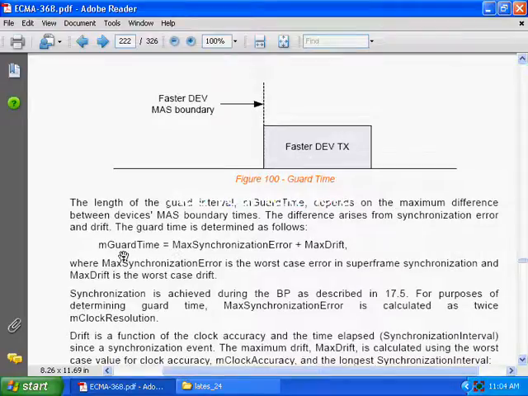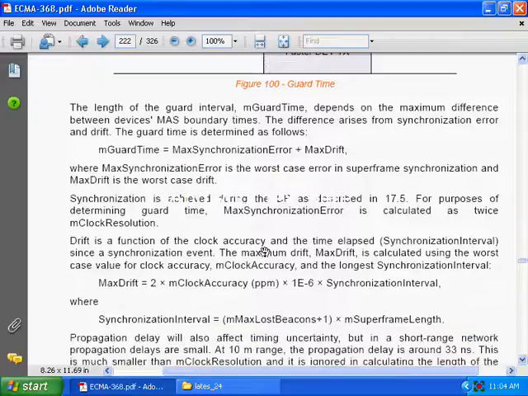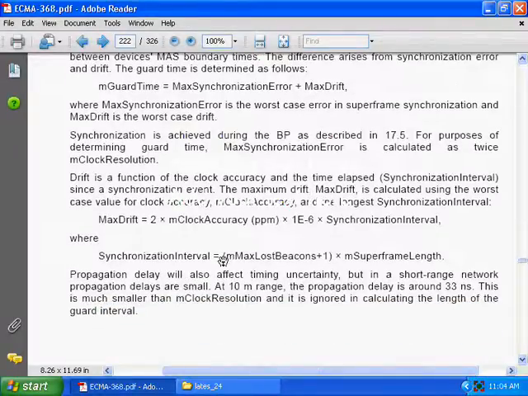So this is the formula for the guard time calculation. It's equivalent to maximum synchronization error plus maximum drift. The drift relates to the clock of each device, and the drift is calculated like this: 2 times clock accuracy. Clock accuracy is generally represented in ppm, parts per million, that is 1e-6, times the synchronization interval. And the synchronization interval is calculated using this formula: (maximum lost beacons + 1) times the superframe length.